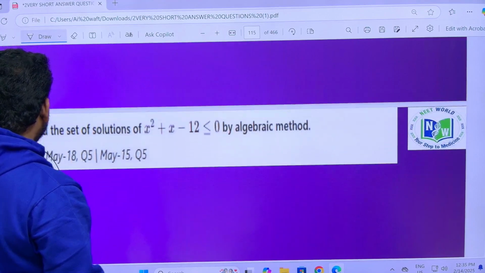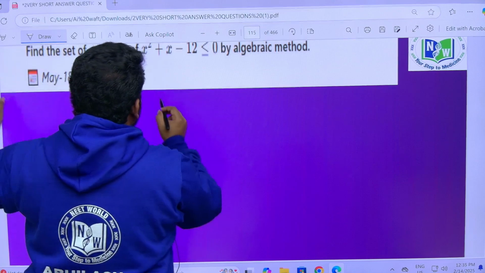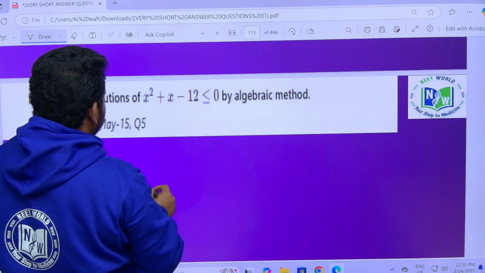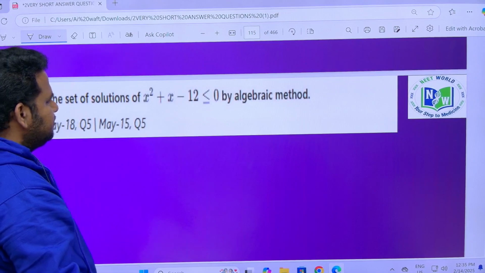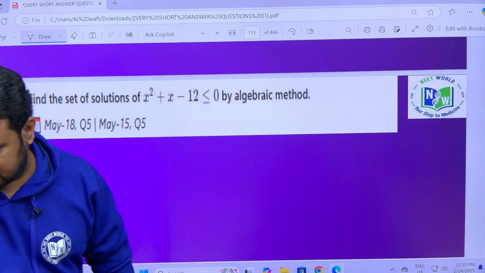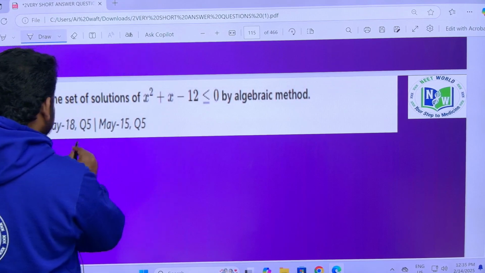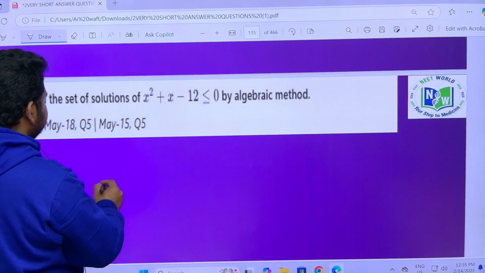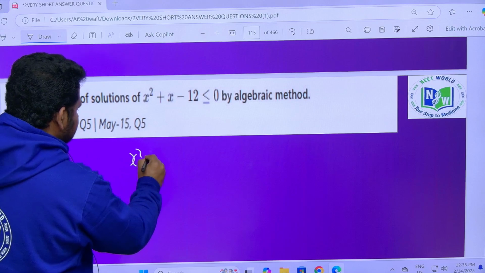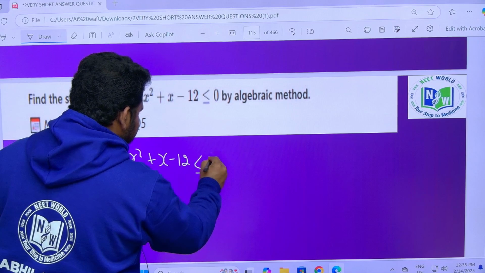So the last question when it comes to very short answer questions. Find the set of solutions of the inequality x square plus x minus 12 is less than or equal to 0 by algebraic method. Let me check whether the question is correct. Yes, it is correct. This was asked in May 18 and also 15, so this is a very important question.